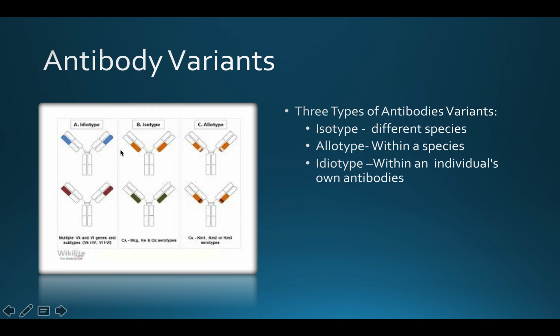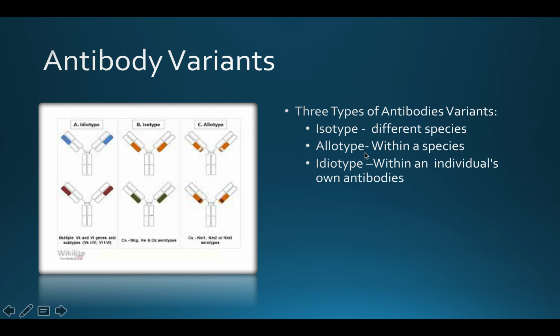So the next part we have antibody variants. We have 3 types of antibody variants. Isotype determines different species. Both humans and rabbits have IgM antibodies, but IgM antibodies between humans and rabbits are very different. You can't use the same ones. The isotype variants will occur in the constant regions of the light chain right here.